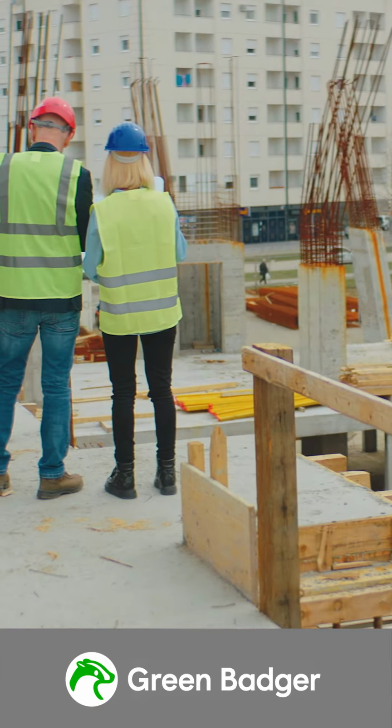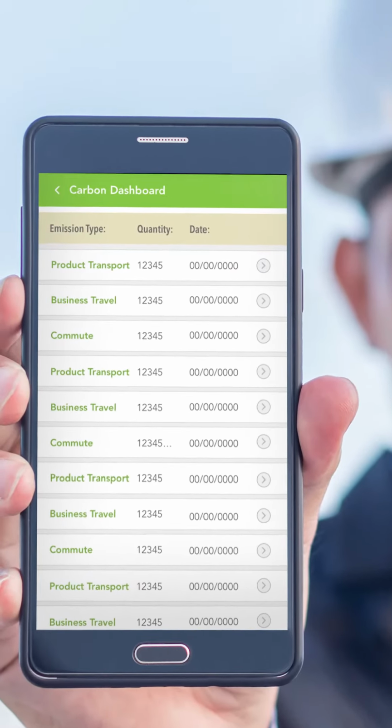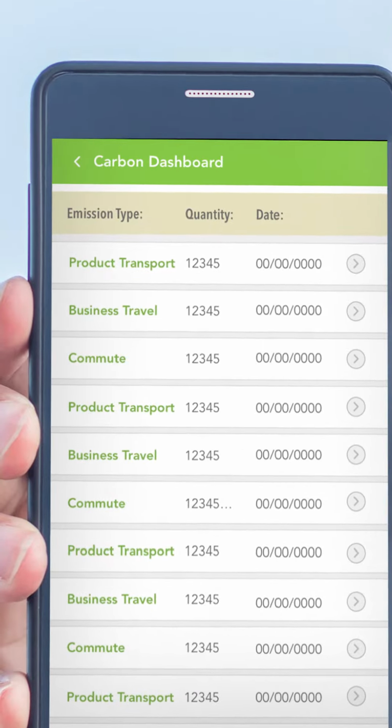The good news is that with Green Badger's ESG platform, tracking all types of embodied carbon is really easy.